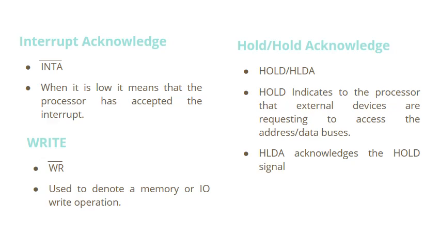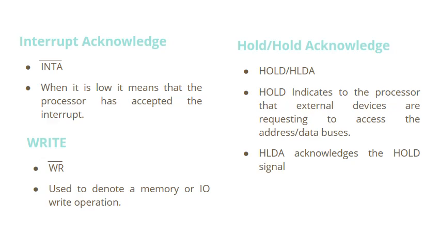Next is the interrupt acknowledge signal, which is denoted by INTA bar. This signal follows the interrupt signal, and when the signal is low, it means that the processor has accepted the interrupt request. Next we have the write signal, which is denoted by WR bar. This is again an active low signal and is used to denote a memory or an IO write operation. Now, whether it is a memory or an IO operation, it will be denoted by the M bar IO signal, which was discussed in the previous slide.